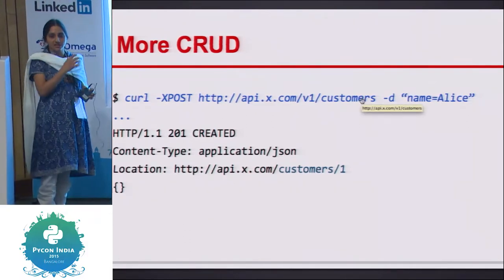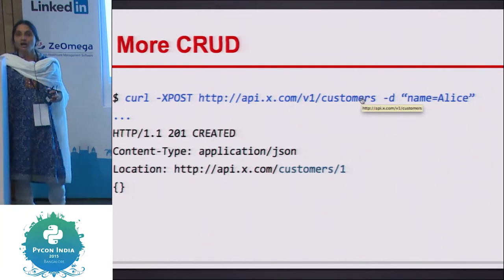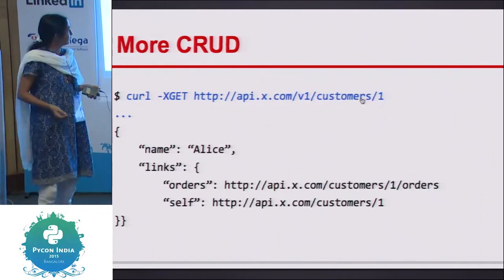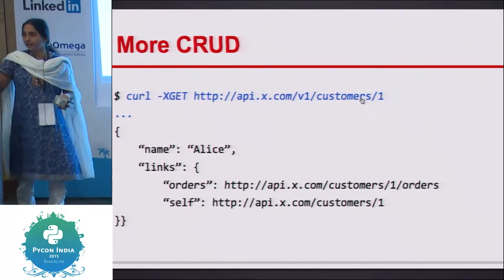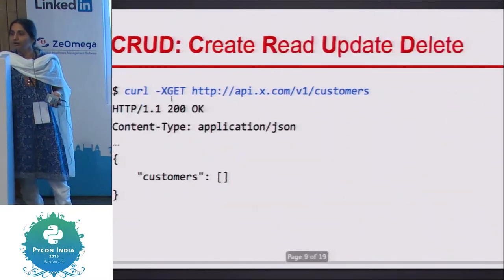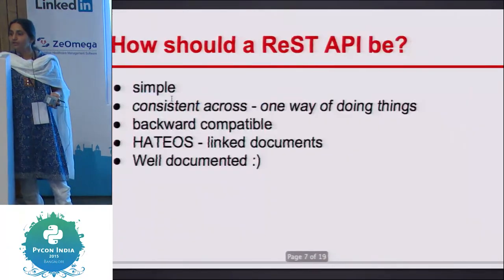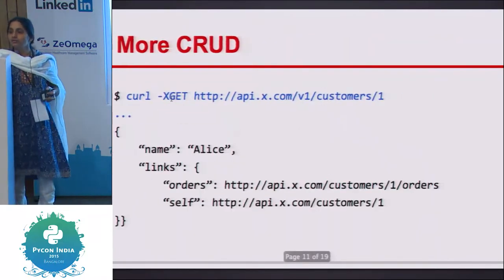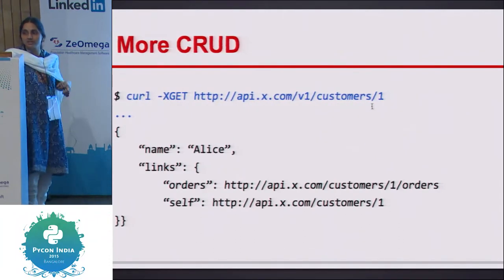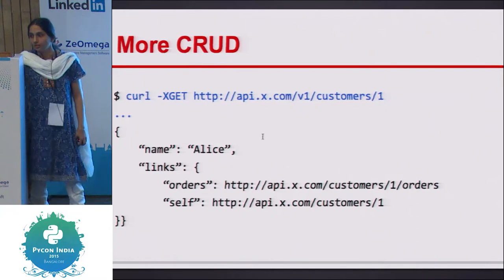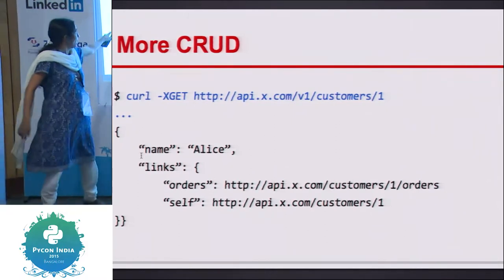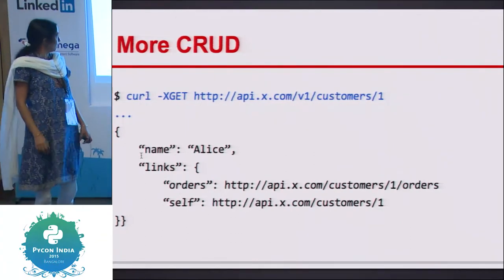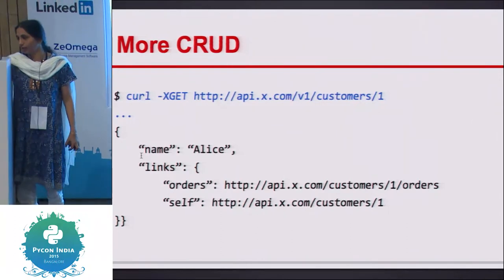So if I want to see customer 1, I can go and see now. How do I see? I have to ask the server again. What will the HTTP verb be? It is again GET, right? GET is always used for retrieving a resource. So I want to get customers slash 1, the first resource. So what do I get? I get back from the server name Alice and a few links. We'll see what those links mean in a bit.